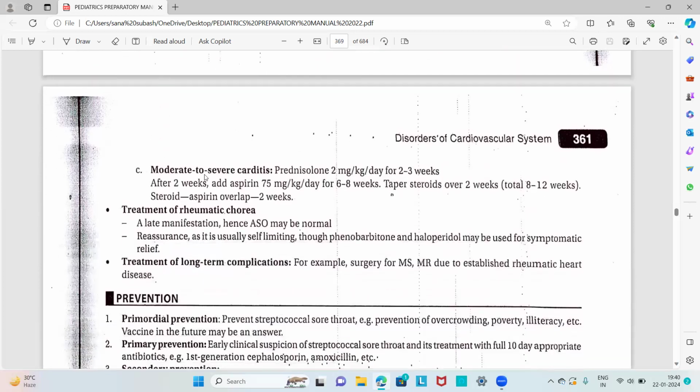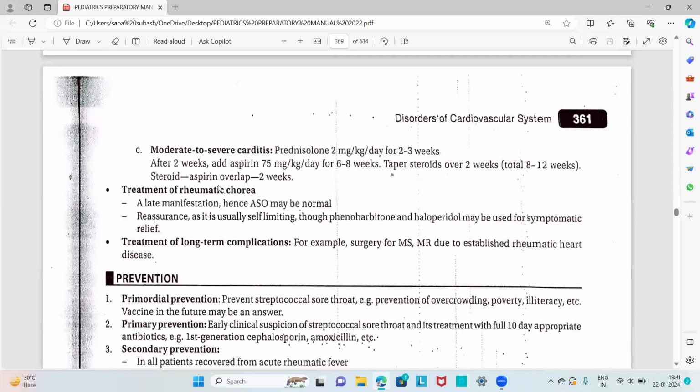For moderate to severe carditis, prednisolone 2 milligram per kilogram per day for 2 to 3 weeks. After 2 weeks, add aspirin 75 milligram per kilogram per day for 6 to 8 weeks. Taper the steroids over 2 weeks, with steroid and aspirin overlap at the 2 weeks.